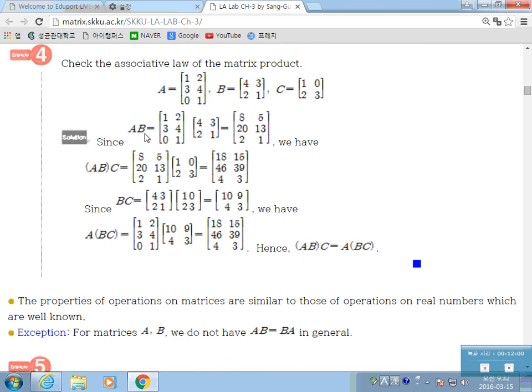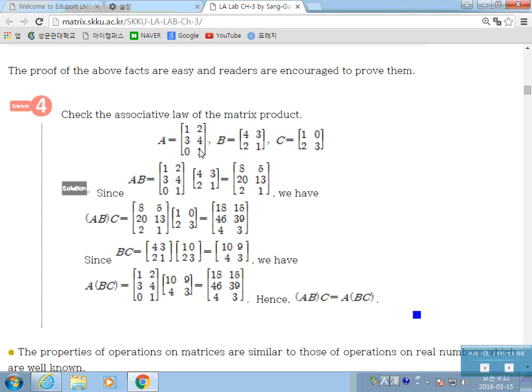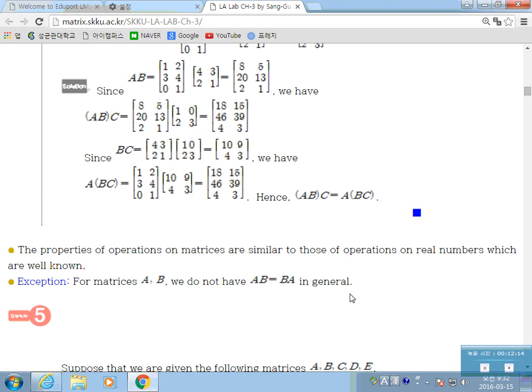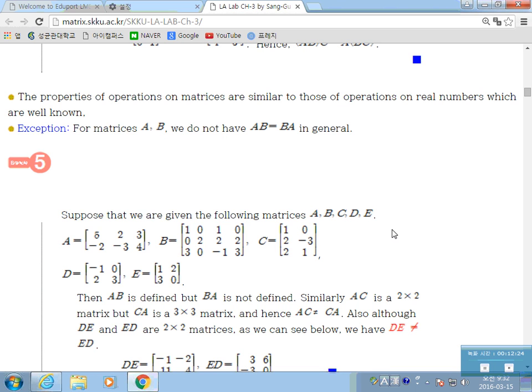Okay, we can check these rules. When we have matrices A, B, and C, we can see that AB times C is this, and A times BC is this. As you see, they are the same. We can also check this by randomly generating the matrices A, B, and C, and finding both and comparing them. So we can easily check that it holds after we prove it. The properties of matrix operations are similar to those of operations on real numbers, which are well known. Yeah, this is just a generalization of the rules that you already have learned many times for real numbers.